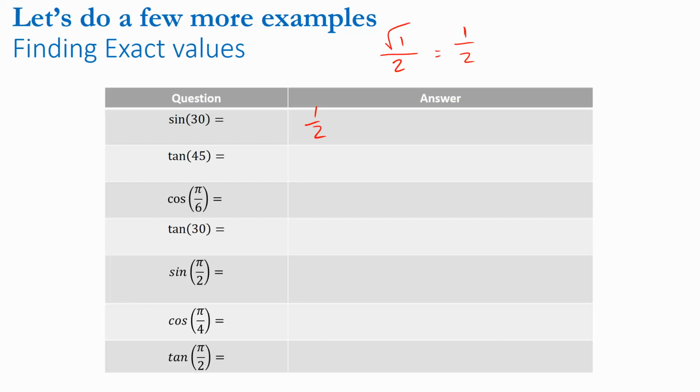Good. Next one, tan of 45 degrees. Will? 1. Okay, same thing again. You can count the number of sine fingers you have, which is 2. Number of cos fingers, 2. Square root the answer. So root of 1 is 1.